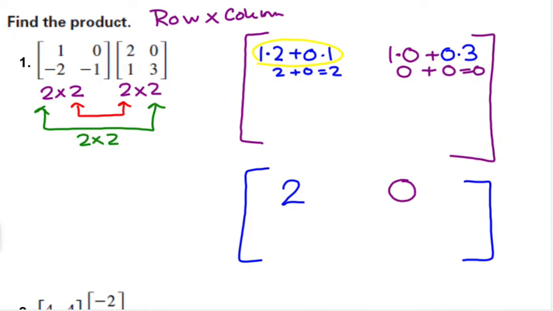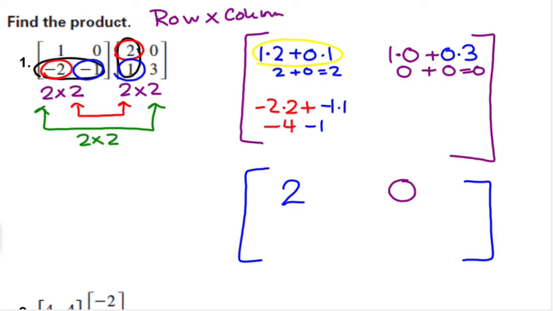Now I'm going down to the second row, to the first column. And I'm going to multiply the first element and the first element. So negative 2 times 2 plus second element, multiply them together. Negative 2 times positive 2 is 4. Negative 1 plus 1 is negative 1. And we get negative 5. So the result down here is negative 5.